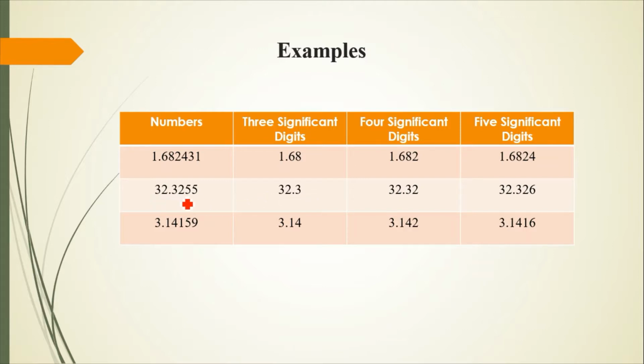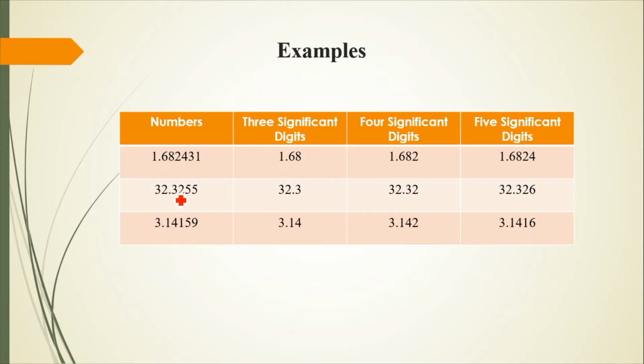Next, we have to round off this to 4 significant digits. We have to check the number at the 5th place. It is 5. That means the discarded digit is equal to 5. If the nth digit is even, then it will remain unchanged. The number is 32.32. Now we have to round off this number to 5 significant digits.